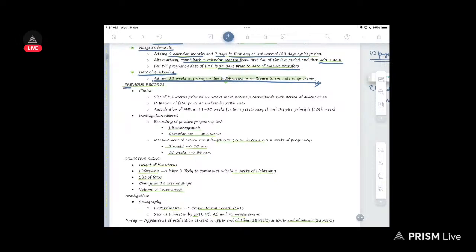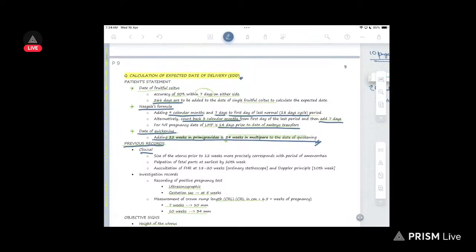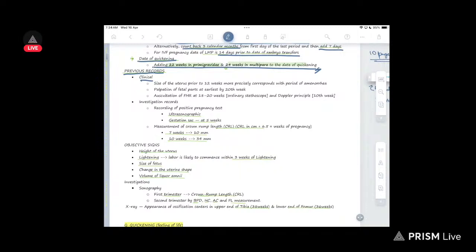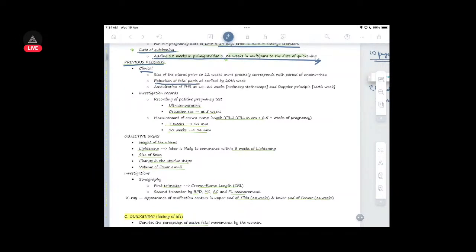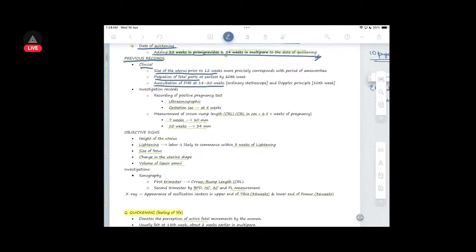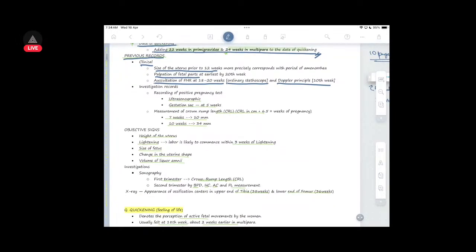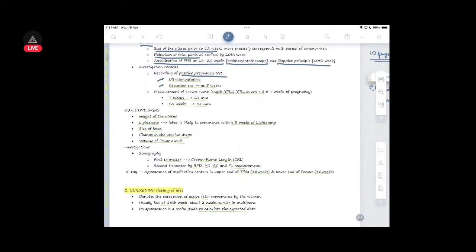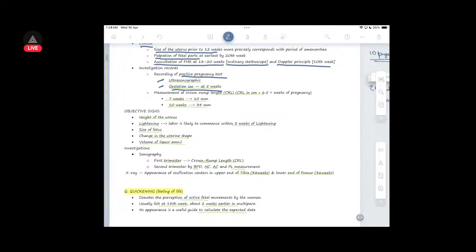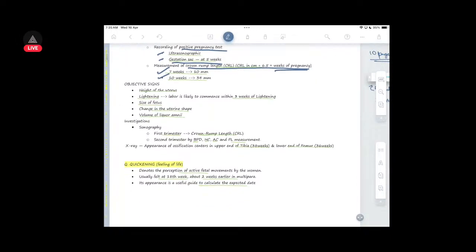Previous records, if it's there, clinical. Previous records, size of uterus prior to 12 weeks more precisely corresponds with period of amenorrhea. Palpation of fetal parts, auscultation of fetal heart rate at 18 to 20 weeks with ordinary stethoscope, and Doppler principle at 10th week. Investigation records, you have ultrasound, record of positive pregnancy test, ultrasonographic gestational sac at 5 weeks. Measurement of crown rump length, CRL plus 6.5 is weeks of pregnancy. 7 to 8 weeks is 10 mm and 8 to 10 weeks is 34 mm.